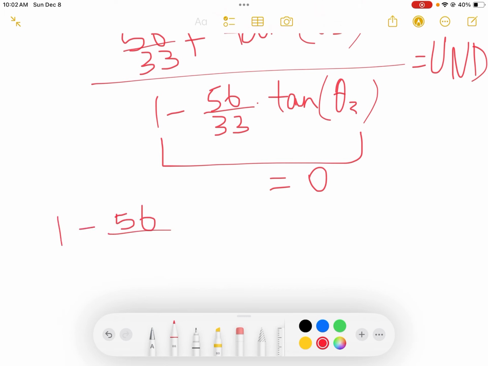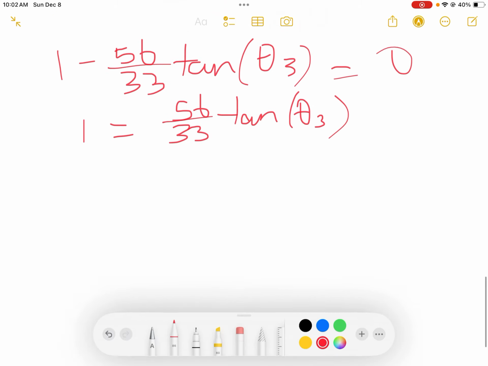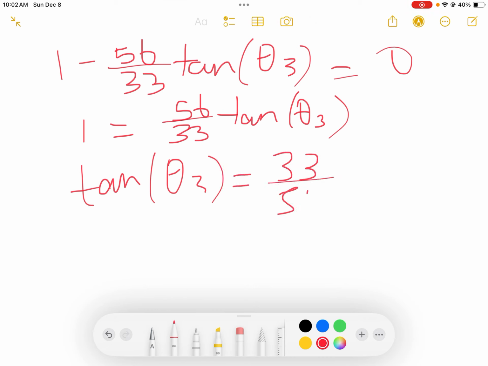1 minus 56 over 33 tangent theta 3 equals 0. This is equal to 1 equals 56 over 33 tangent theta 3. Right, and we get tangent theta 3 is the reciprocal, 33 over 56. But we're not done quite just yet, although we're very close.